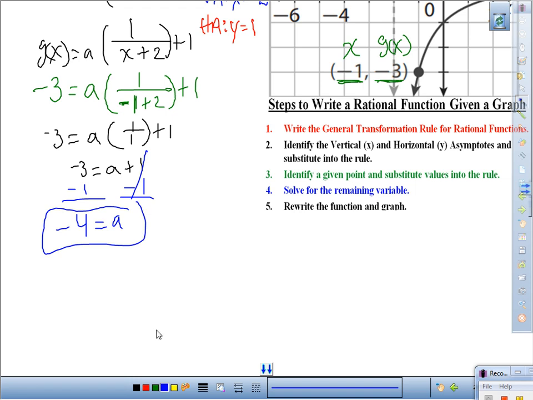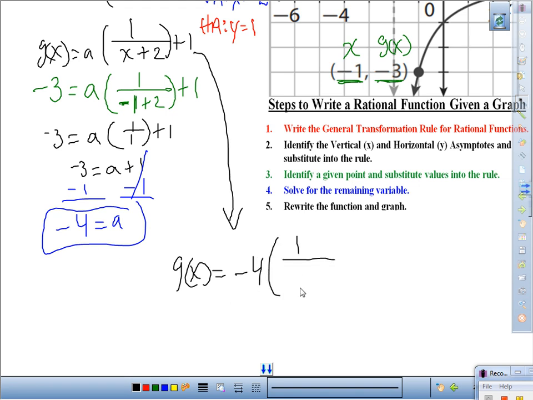So, do we have an equation already here? A function? Yes, but what is the only value that we were missing? A. So I write g of x equals, instead of a, I'm going to substitute what? -4 parentheses 1 over x plus 2 plus 1.